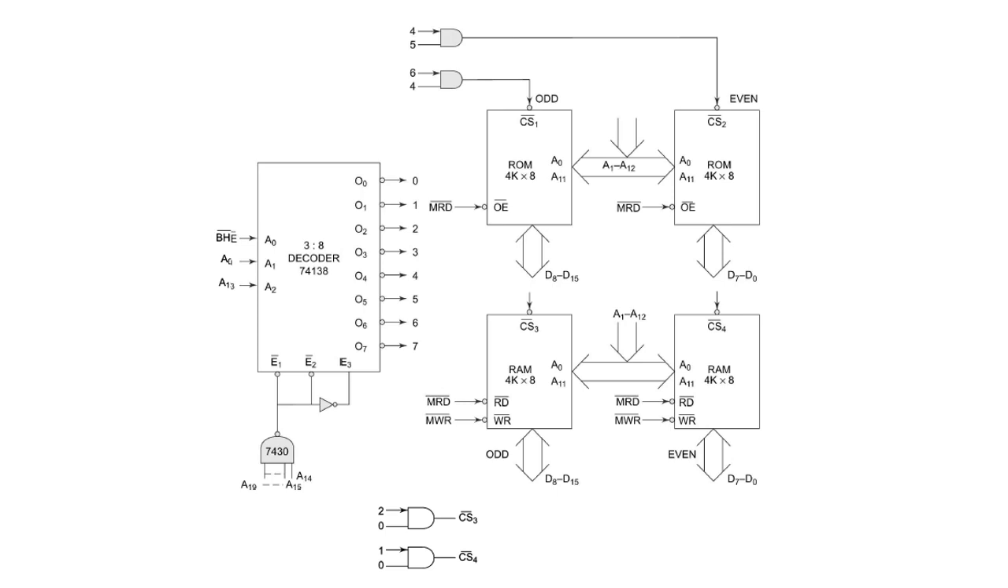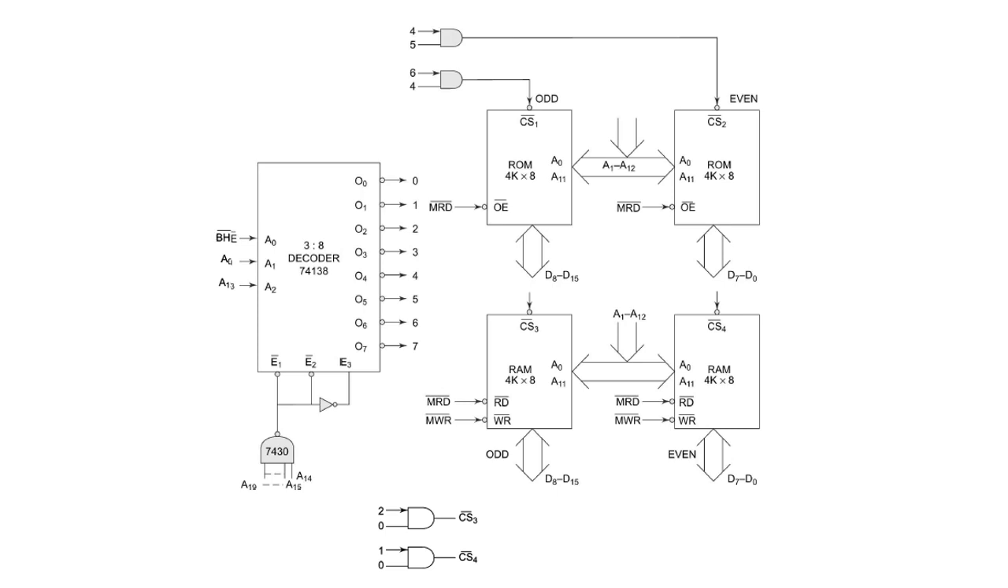Similarly, when the A13 value is 1, and A0 and BHE bar are 0, in that case, the output of the decoder is 4. So we can see that when the output of the decoder is 4, it will enable both CS1 and CS2. That means both the odd address memory bank as well as the even address memory bank of the ROM will be selected.